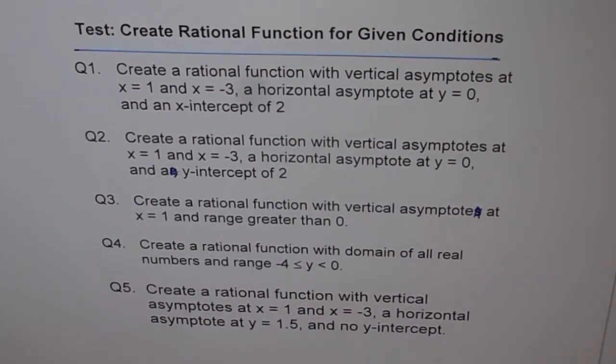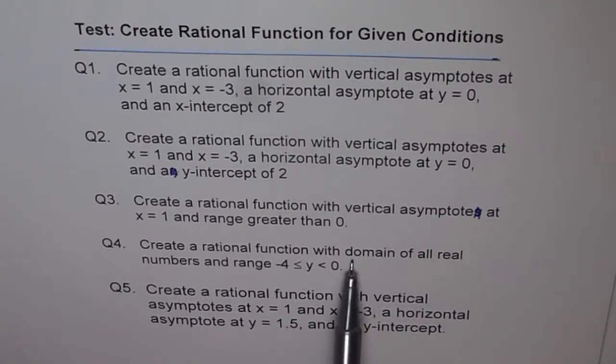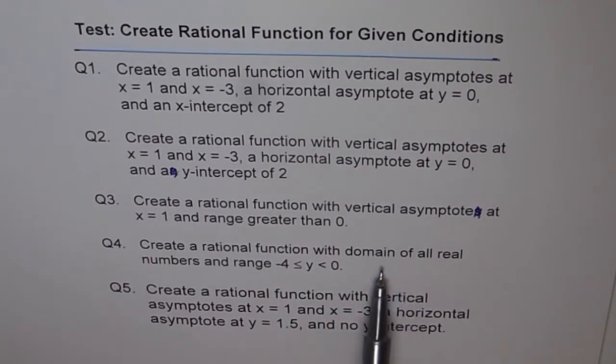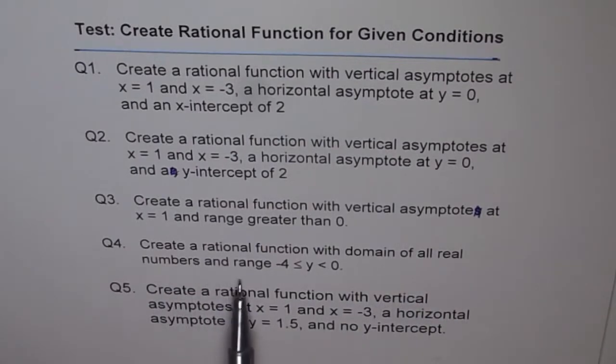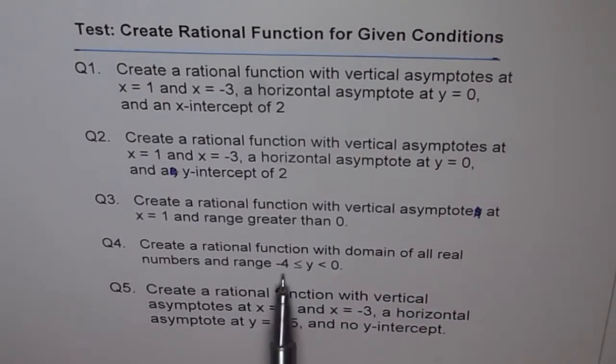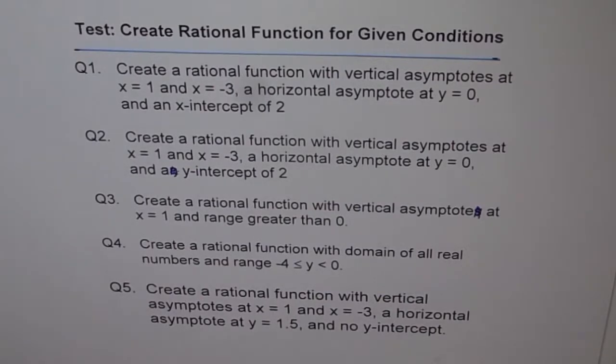So that's question 3. Question 4 is: create a rational function with a domain of all real numbers. No restriction at all. No vertical asymptotes, no holes, nothing. All real numbers. And the range is restricted from minus 4 to 0, where minus 4 is included. Another very typical rational function. So these examples are great examples which really expose you to the intricacies of rational functions.